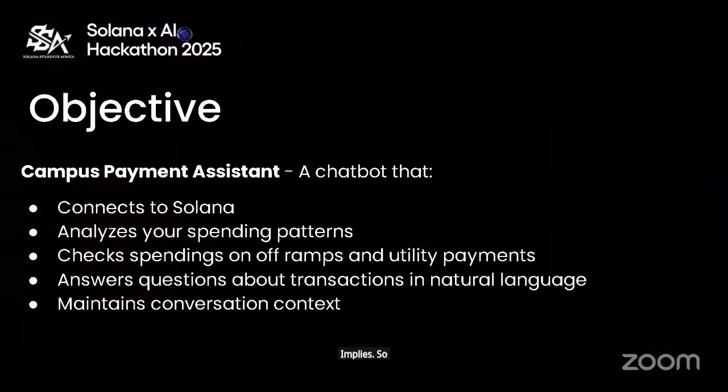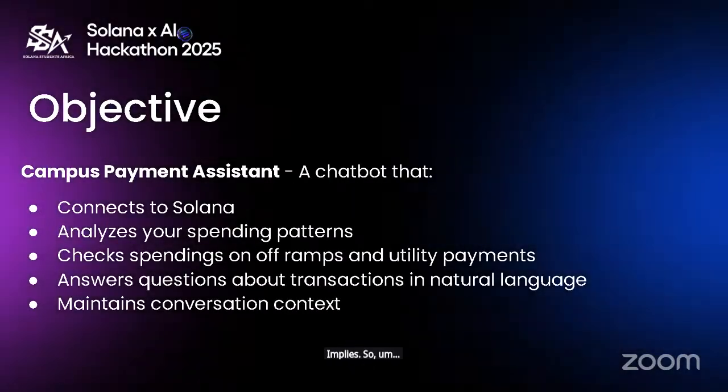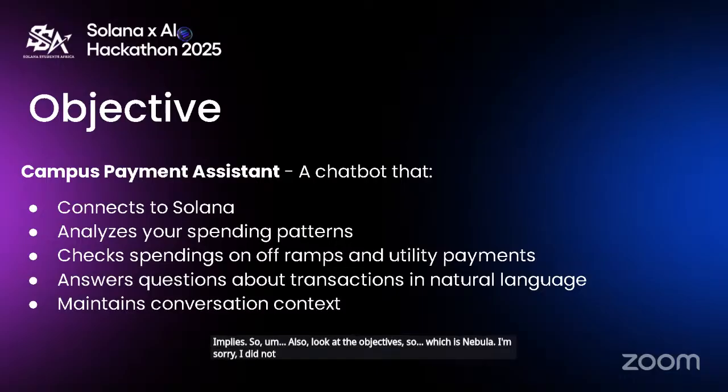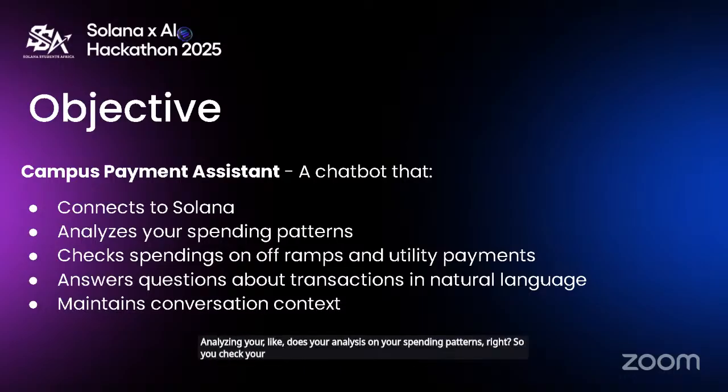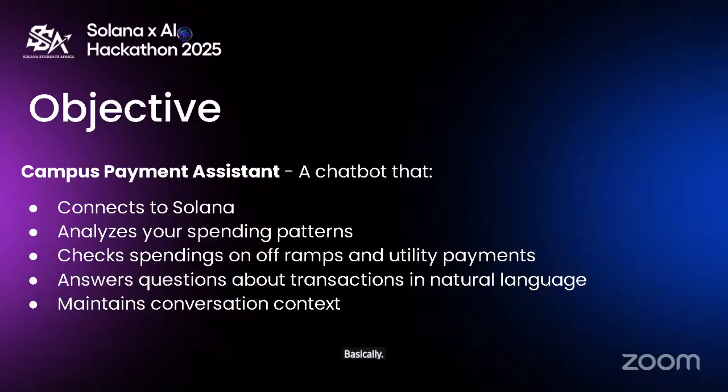So also look at the objectives, which is Nebula. I'm sorry, I did not update the name here, but we'll be looking at Nebula. So Nebula connects to Solana via Privy. I already mentioned that. It does analysis on your spending patterns, right? So you check your balance, basically SOL and USDC, and then get your transaction history.